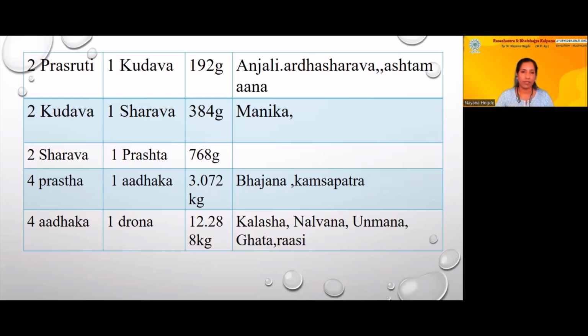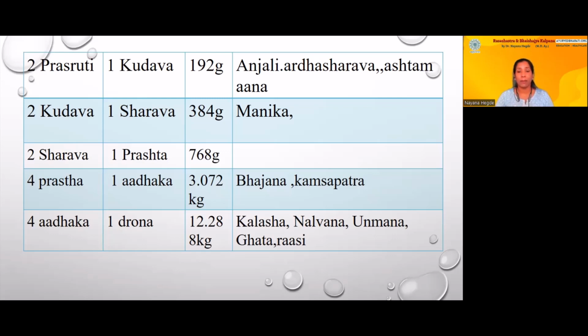Then ardha sharava and ashtamana. Ashtamana, because the weight is equivalent to 8 shukti. Okay. Then 2 kudavas is equivalent to 1 sharava, that is 384 gram metric equivalent. The synonym is manika. 2 sharavas equivalent to 1 prastha, 768 gram. Then 4 prastha is equal to 1 adaka. Metric weight equivalent is 3.072 kg.